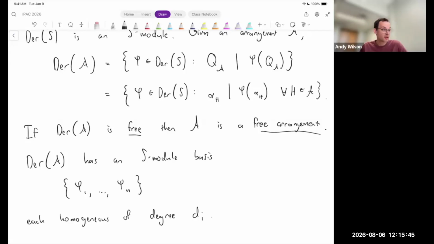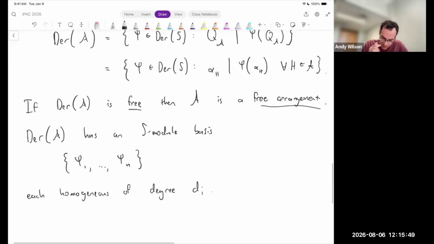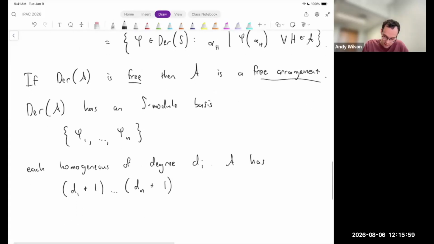So these degrees are called the exponents of the arrangement. And one use of this theory is that the product of adding 1 to these degrees or exponents gives you the number of regions or chambers in your arrangement. Okay. And they tell you lots more about this thing.